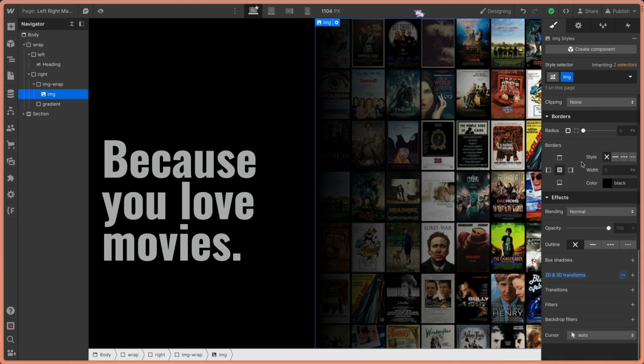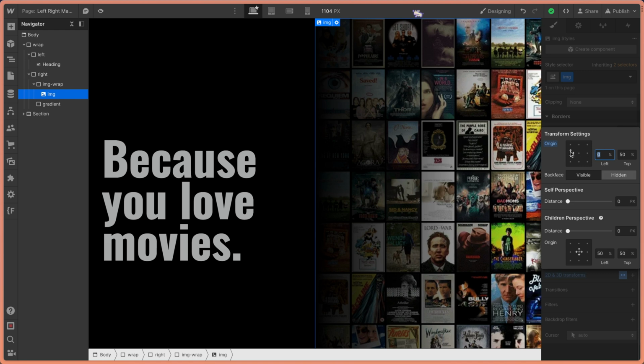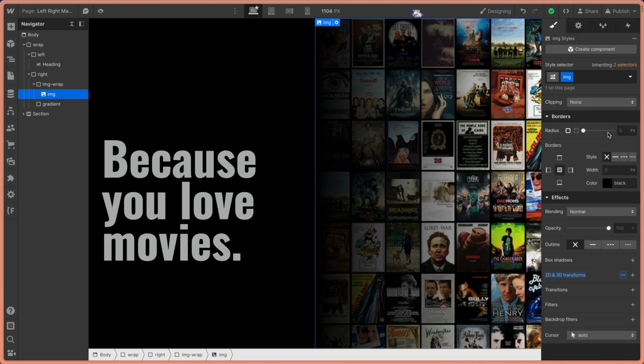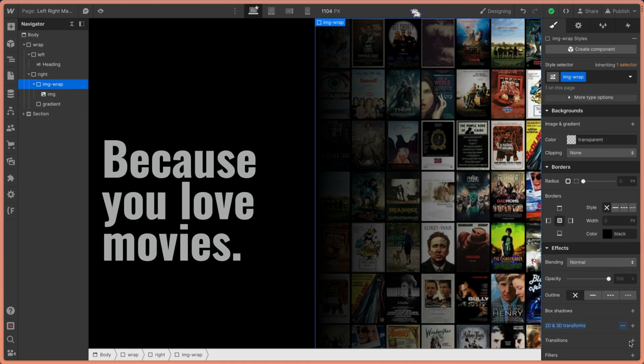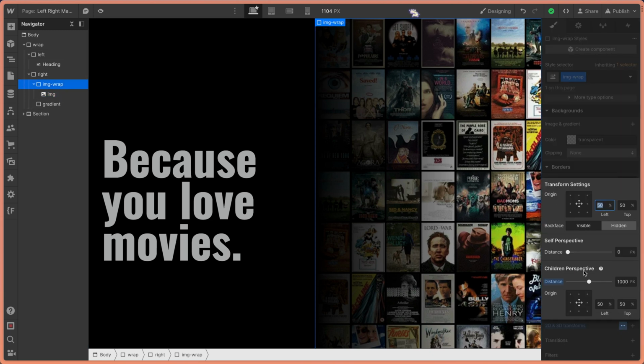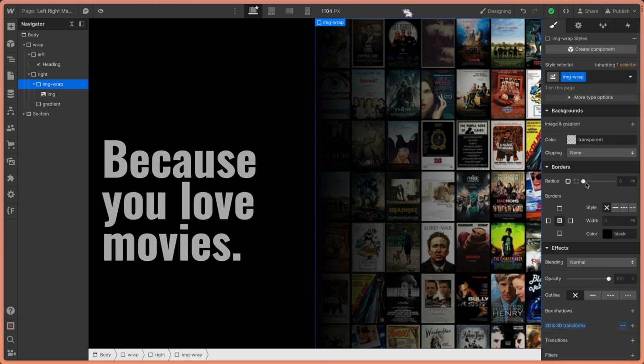The other important piece about this image is that I have set the transform origin to be on the left in the middle, so left of 0% and top of 50%. And then if I come to image wrap here, we can see that I set a child perspective of 1000 pixels. You can think of this as the distance the camera is away from the screen, and this will become more clear in the diagram later.